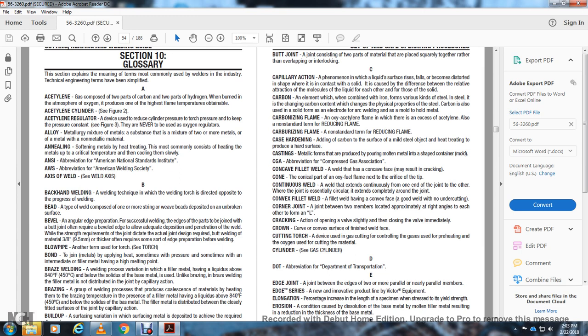Annealing, softening metals by heat treating. Most commonly it is considered the heating of the metal to the critical temperature, then cooling it slowly. Abbreviations: ANSI, American National Standards Institute; AWS, American Welding Society. Axis of the weld, see welding axis.